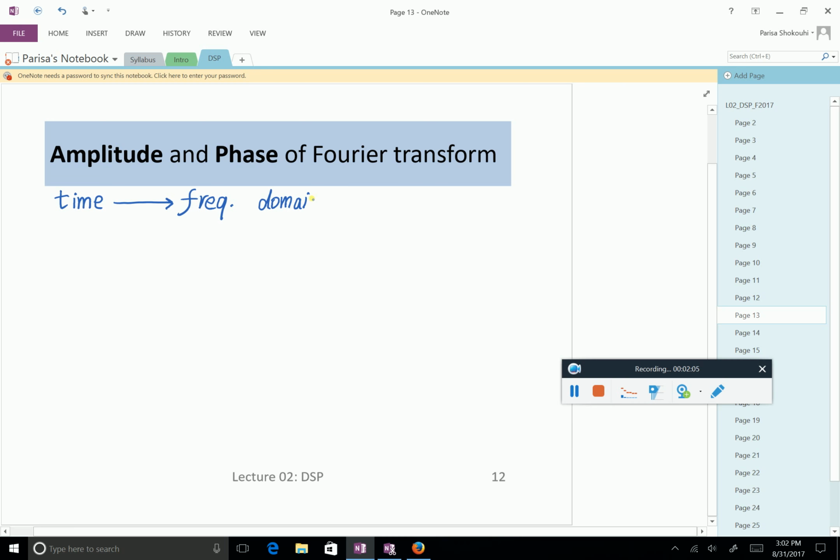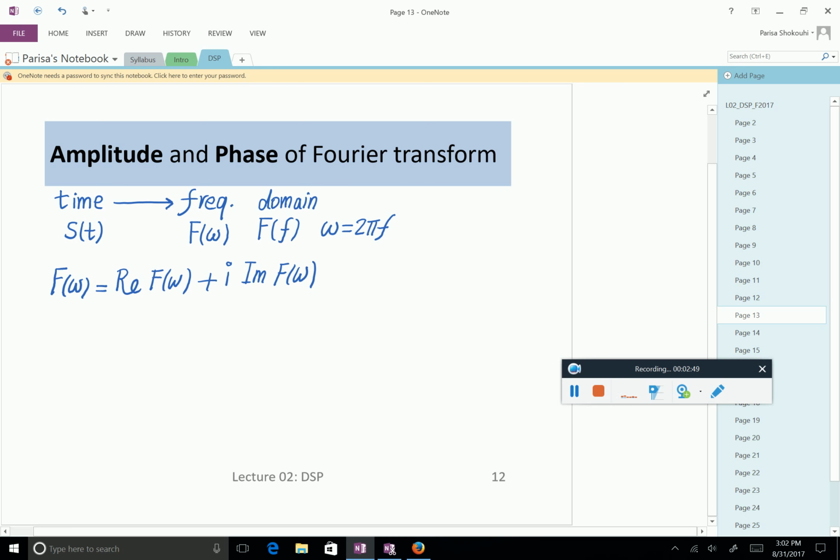And when I say domain, it means that in the time domain, we write the signals as a function of time, t. In frequency domain, we write them as a function of frequency, which may look like omega, or we use f. And you remember from last time the relationship between f and omega. So just as you saw in this example, the Fourier transform typically has one real part and an imaginary part, even if your signal is real.